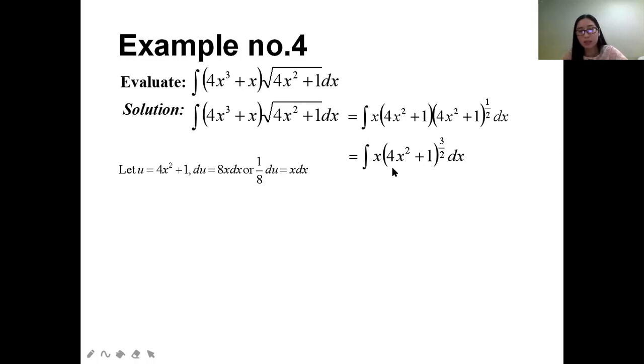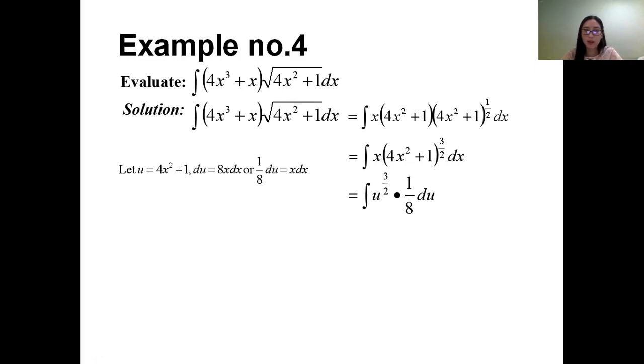So ma-substitute na nato siya dinhi sa atong function. Okay? So kung i-rewrite nato siya, naa na tay u to the power of 3/2, kato atong u is 4x squared plus 1 man. So we have u to the 3/2 times ang value ni x dx, kini siya, 1/8 du. Kasagaran sa uban libro gina-term nila ni kining 1/8 as neutralizing factor. Okay, basin makatabang nga neutralizing factor.